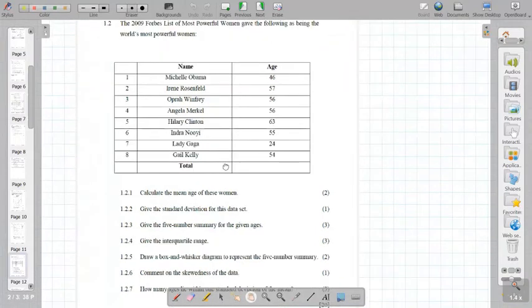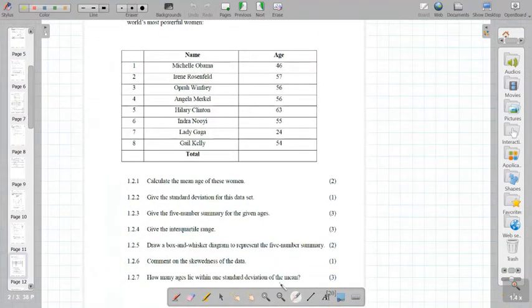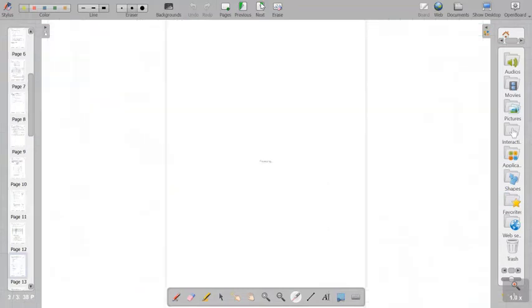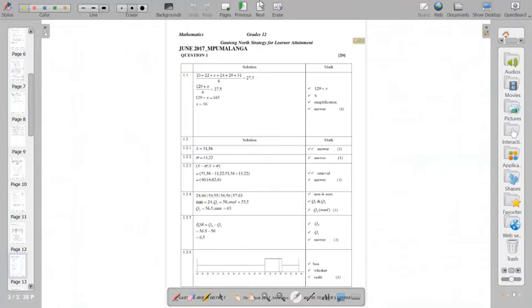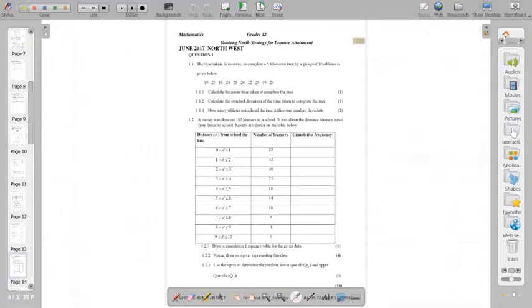So another piece of information given is the ages of people. Some famous people are here. So what's the mean? What's the standard deviation? The five number summary, the interquartile range. Okay, all should be fine. You can go through this with the memorandum. Nothing seems different. All right. So the memorandum is there: mean, standard deviation, the interval, interquartile.